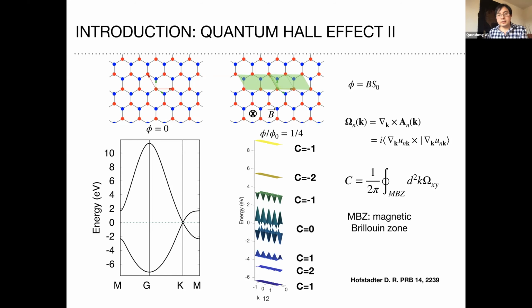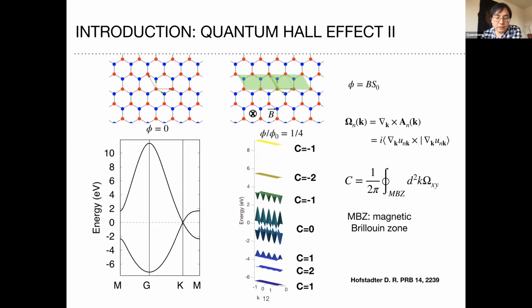And let's not study the continuous limit. Let's study the discretized limit. I mean, it means that the magnetic field is so huge that the flux per unit cell is close to 1/4 of the flux quantum. So it means that the unit cell will become a supercell. So this is called a magnetic supercell.